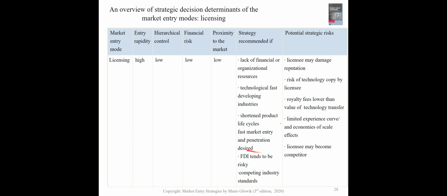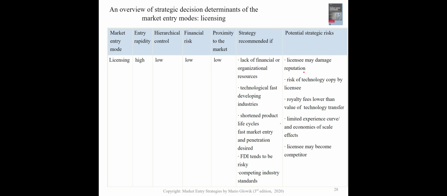And in comparison, foreign direct investment tends to be risky because in this case we have to set up our own operations abroad, which is not the case for licensing. In this case, we sell our knowledge, we sell our trademark rights, but the entrepreneurial risk remains at the licensee. However, the licensee may damage our reputation, which serves as one potential strategic risk.